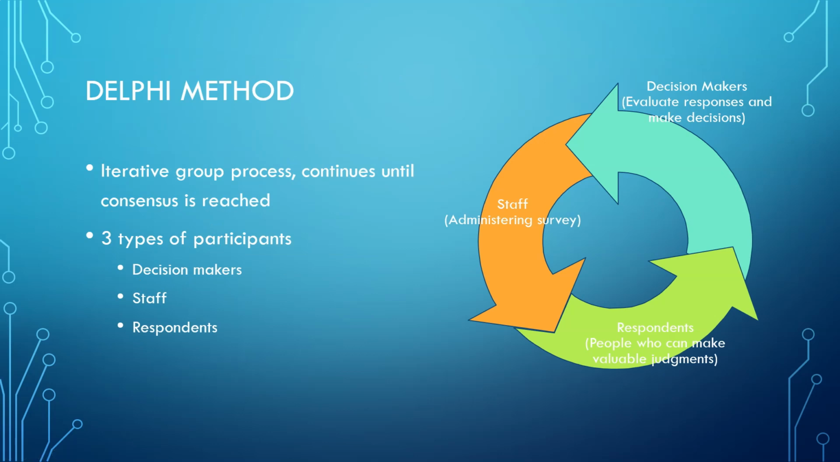The Delphi method follows an iterative group process that continues until consensus is reached. In the group, we have three types of participants: decision makers, staff, and respondents. The decision makers evaluate responses and make decisions, while staff usually administrate surveys, and the respondents are the people who can make valuable judgments or respond to the type of decision that they're going to make, and their responses can be forwarded to decision makers to make the proper decision.